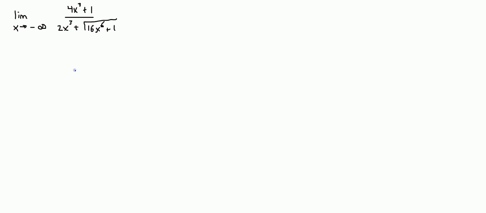In this video, we're going to solve the limit as x approaches negative infinity of (4x cubed plus 1) over (2x cubed plus the square root of 16x to the 6th plus 1). So the first thing we want to do is look at this tricky portion here, this square root. So we have a square root. Let's remember some basic facts about square roots.